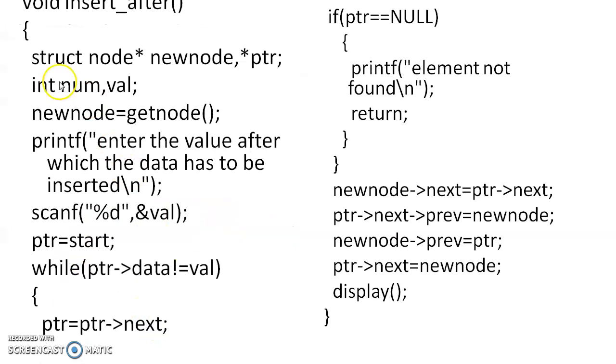This is the equivalent function that we are doing. We are creating a new node and I am asking to enter after what node we have to insert. Then pointer is starting at start, while pointer of data not equivalent to value, pointer equal to pointer of next. In the middle, if pointer is equivalent to null, I am displaying element not found. Then I am placing these four operations.